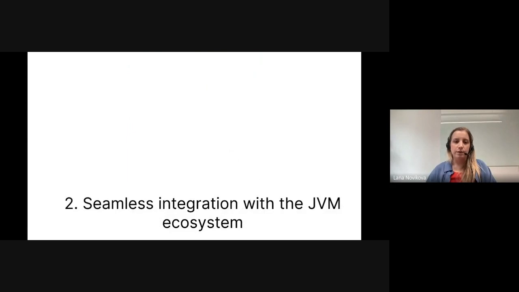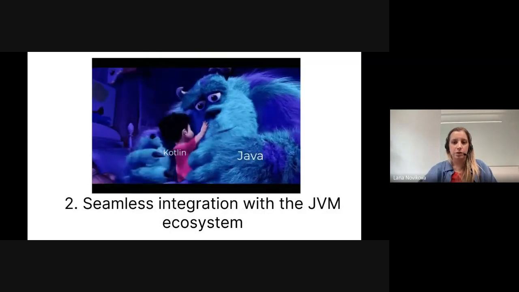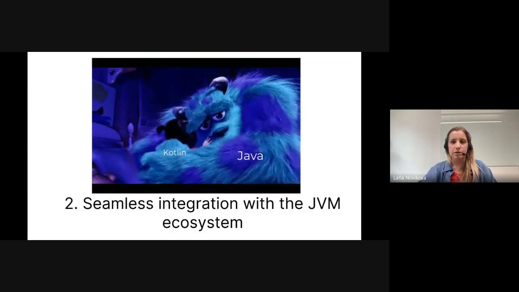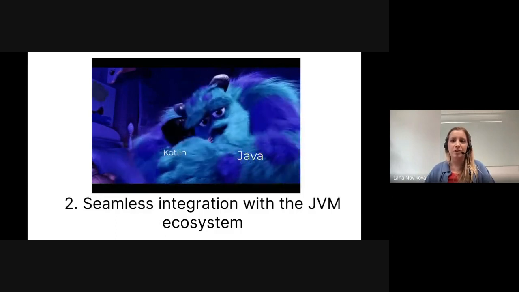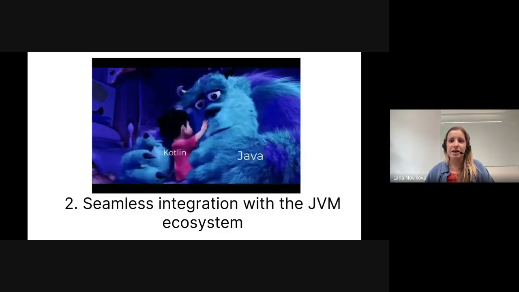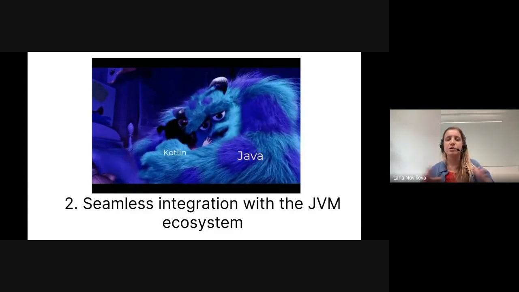And the second point is that it has seamless integration with the JVM ecosystem. Java will soon be 30 years old, and during that time a lot of super useful stuff has been produced for every taste. So you can just use any JVM libraries there, and Java helps Kotlin to be even more extensible.